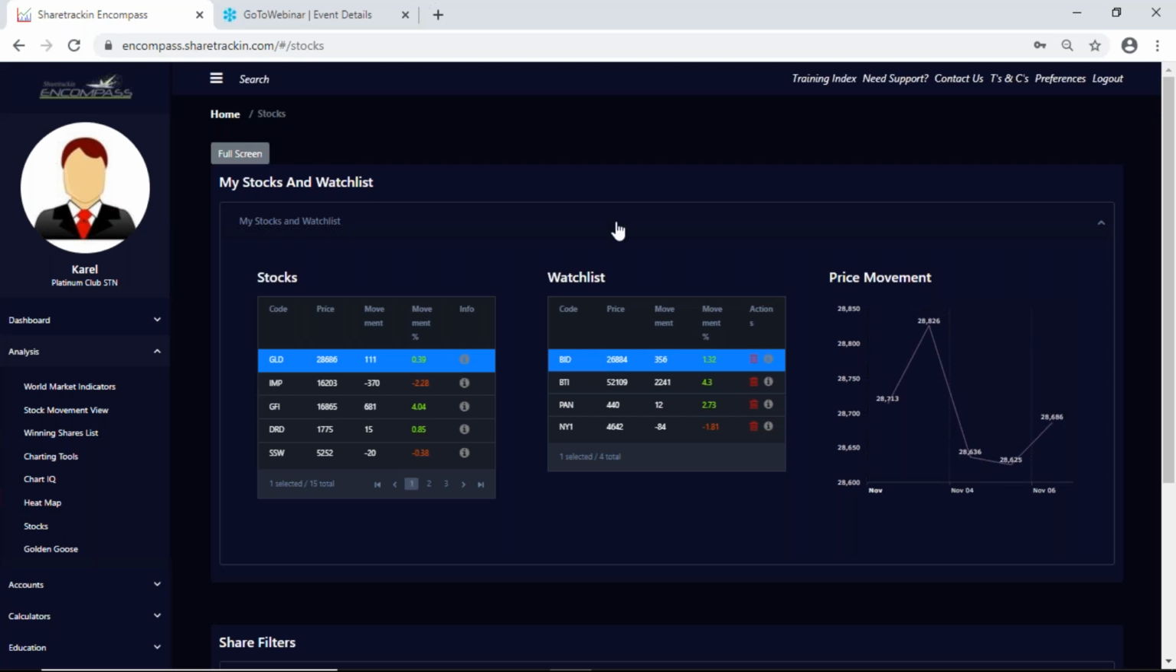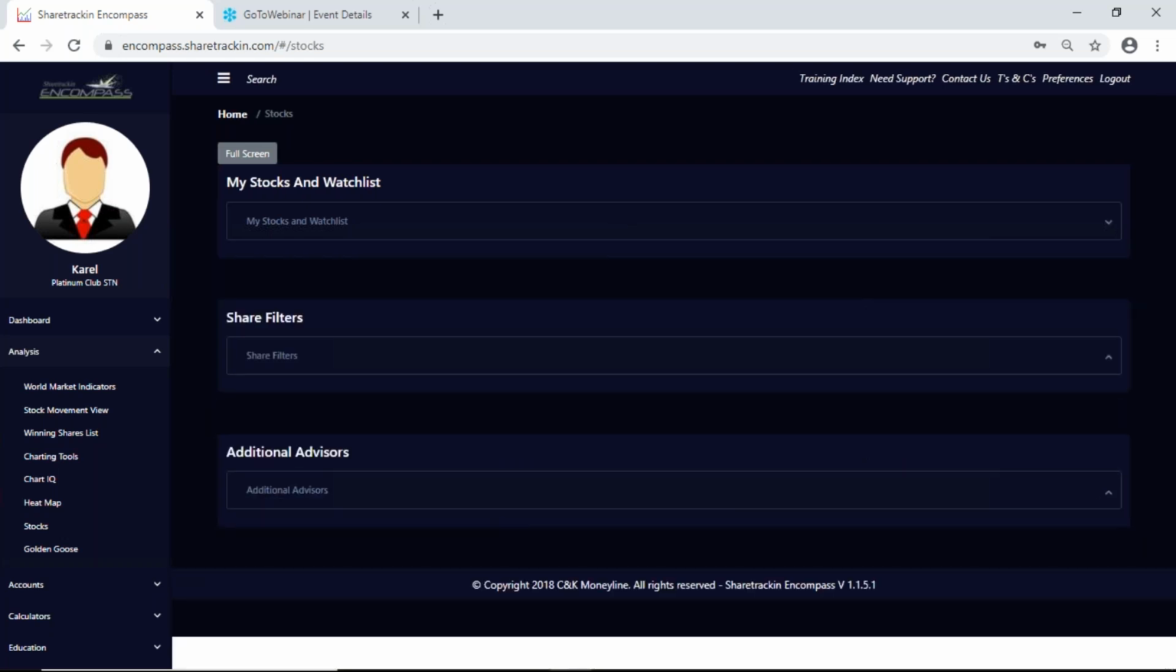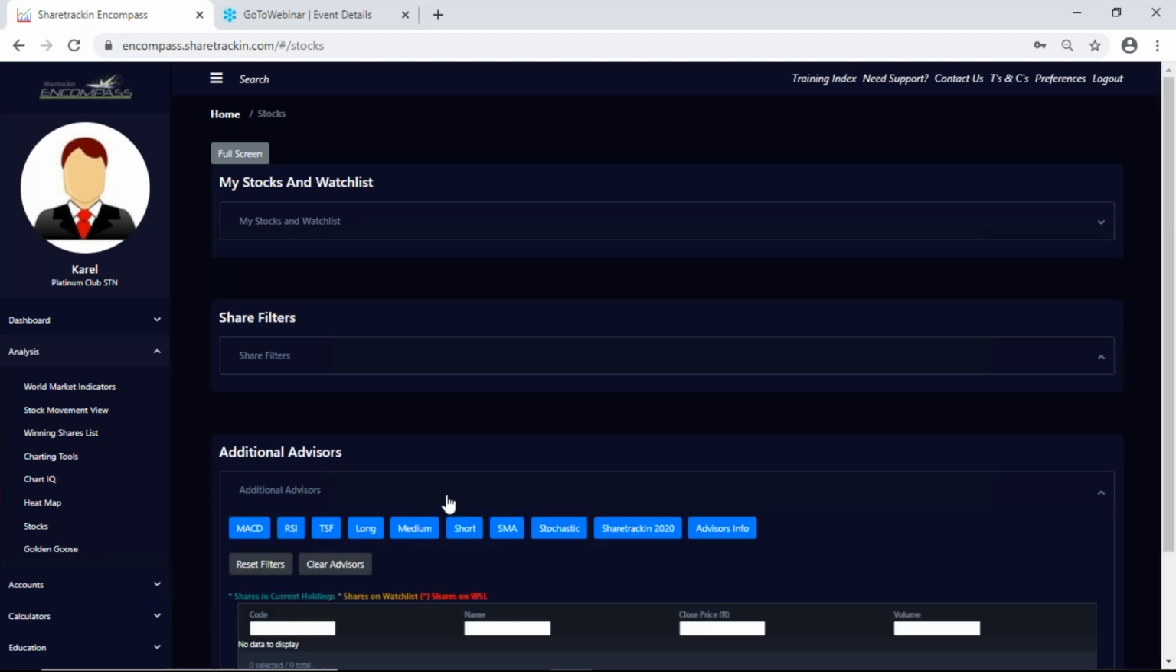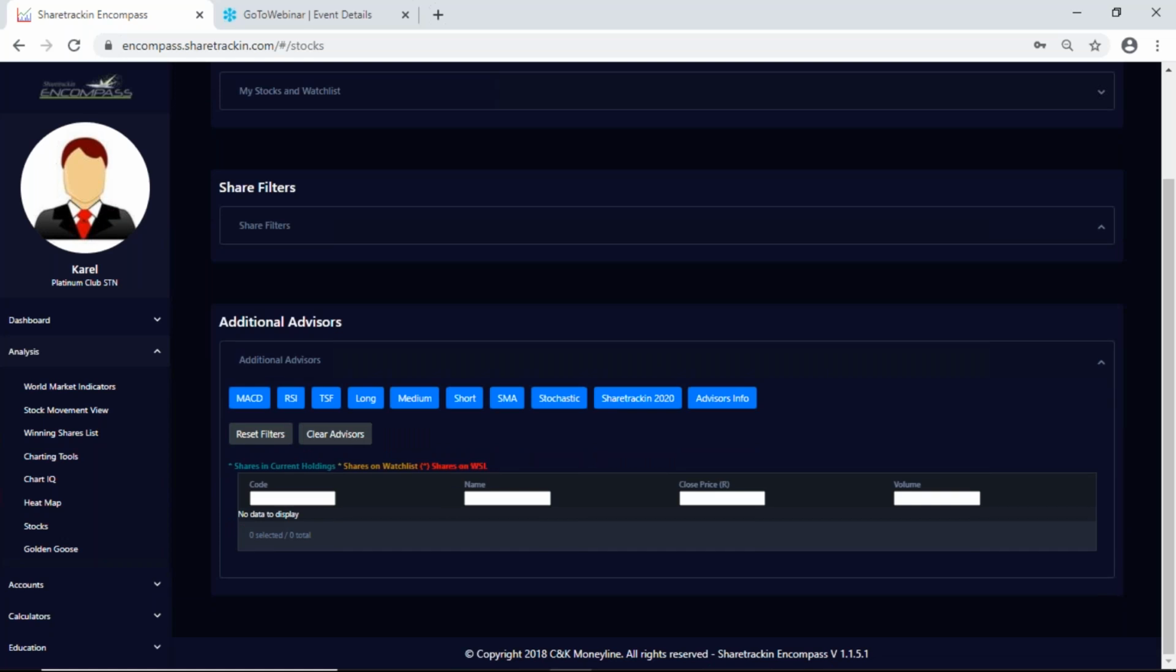Then you have your share filter, also another way of selecting shares. Your share filter can be used for more longer term trading as well as your shorter term trading, but it's better to use your additional advisors. So if I click on it, in previous webinars, we did teach you to either use a long and a stochastic or an RSI and a long to select shares. Recently, we brought out something new, especially for the CFD trading.